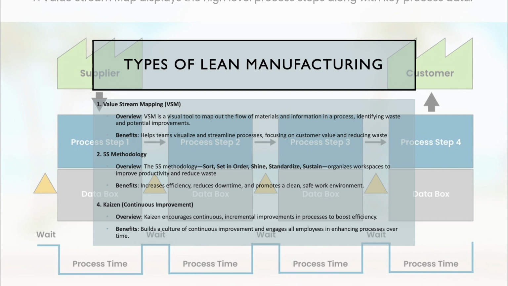This could also apply to physical value stream maps, like an assembly line for a manufacturing process. Next is the 5S methodology, which stands for sort, set in order, shine, standardize, sustain. Essentially, this organizes workplaces to improve productivity while reducing waste. And last but not least is Kaizen, which stands for continuous improvement. Kaizen encourages continuous incremental improvements in processes to boost efficiency. The benefit is that it builds a culture of continuous improvement and engages employees in enhancing processes over time.